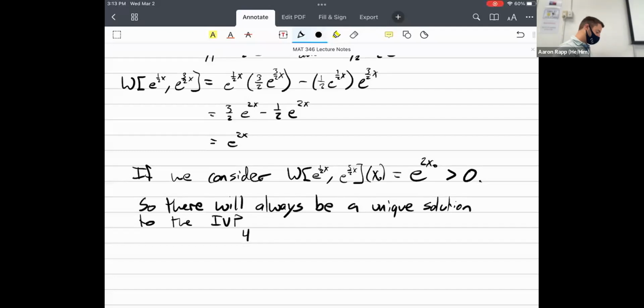What is it? 4y double prime minus 8y prime plus 3y equal to 0 with any initial condition. And I'll stop there.